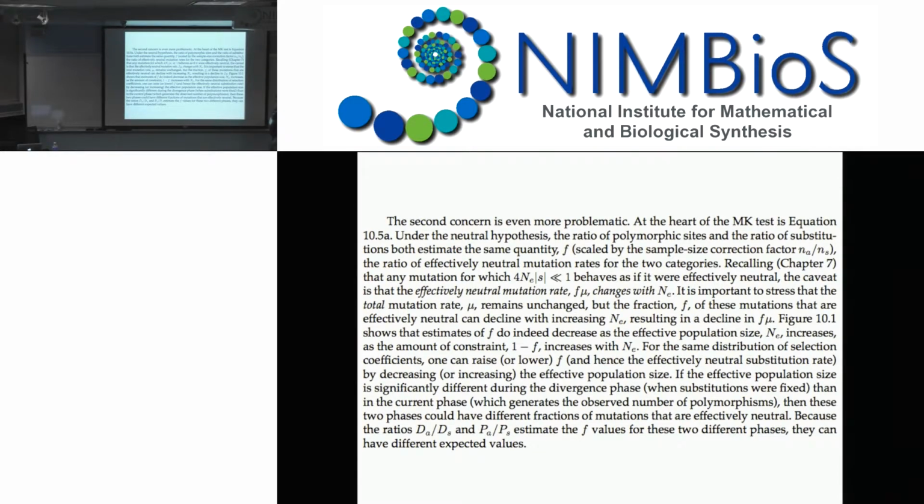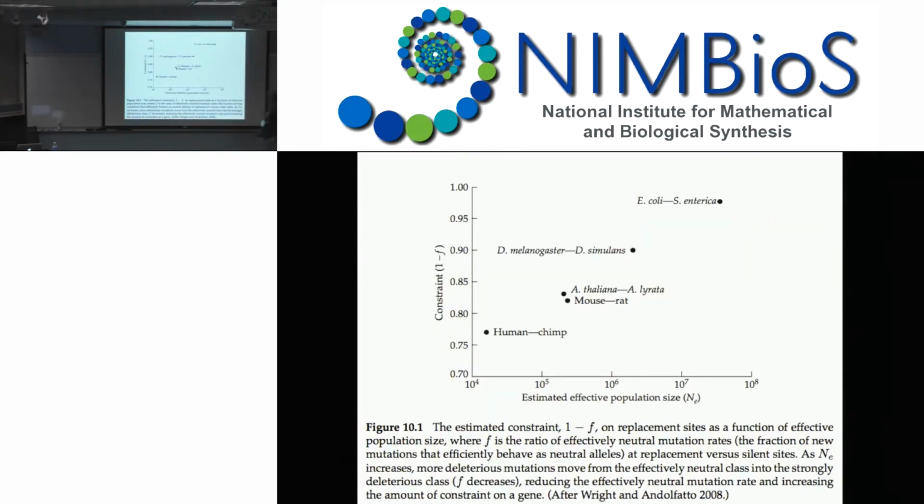A deeper issue is, suppose I've got a population size here that's large. That's my polymorphic sample. The divergence, though, happens when the effective population size is small. The effectively neutral mutation rate is larger in the small population. Why? Because F here basically is the fraction of all sites where the absolute value of S is less than 1. As I change my effective population size, that fraction can get larger or smaller. And here's one way to see that.